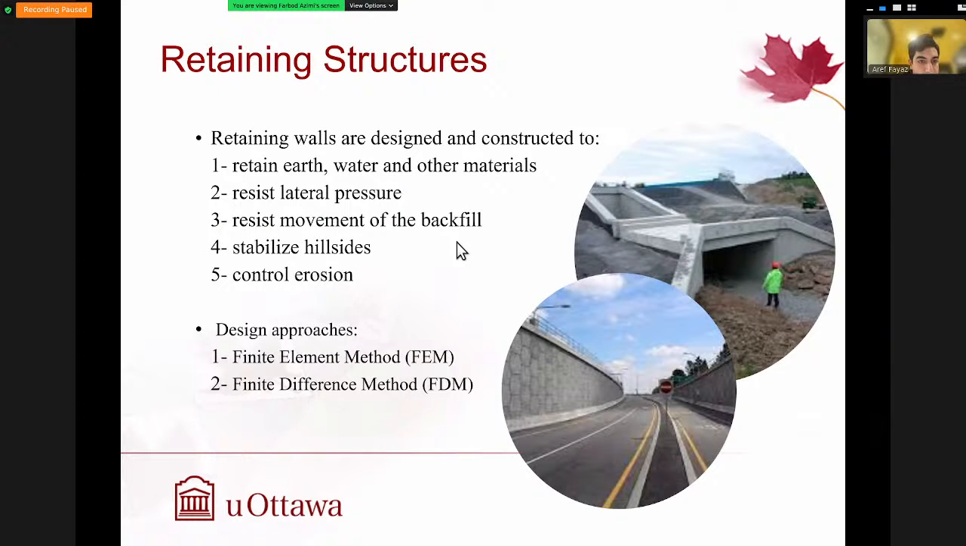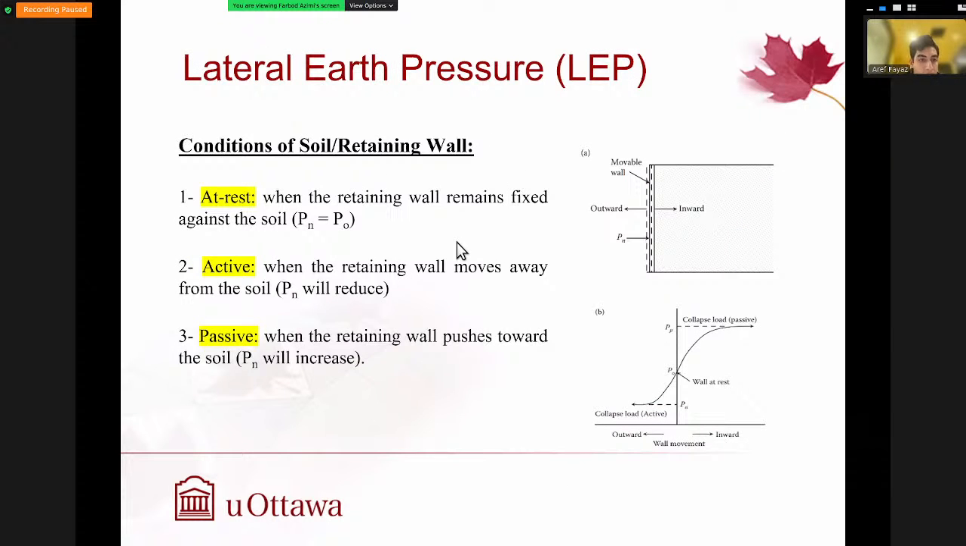So what are retaining structures? Retaining walls are constructed to do numerous things, such as retain earth, water, or other materials, to resist lateral earth pressures, to resist movement of the backfill, to stabilize the hillsides, and to control erosion. Now, there are different design approaches, such as the finite element method and finite difference method, which will be discussed in this presentation.